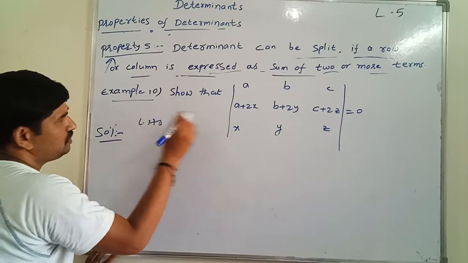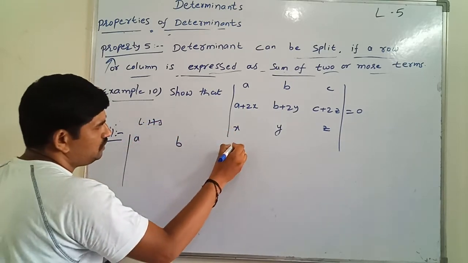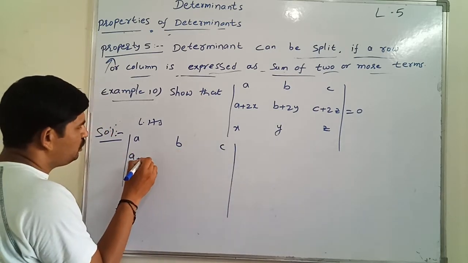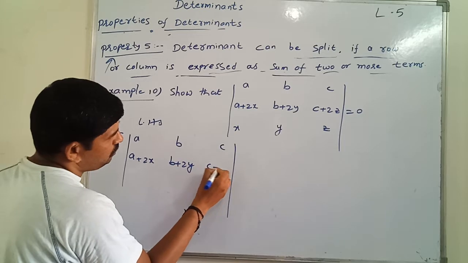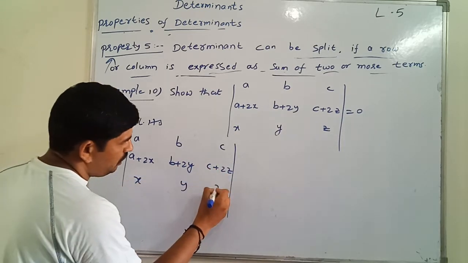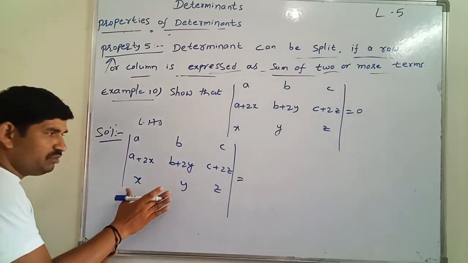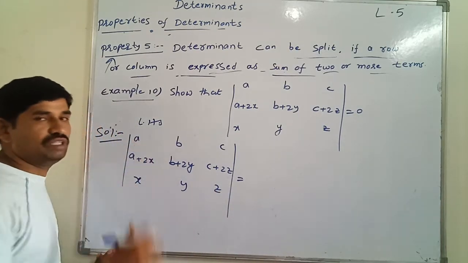This is the LHS. A, B and C. Next one is what? A plus 2x, B plus 2y and C plus 2z. Next one x, y, z. By observing this, which property do we have to apply first? We have to remember that.